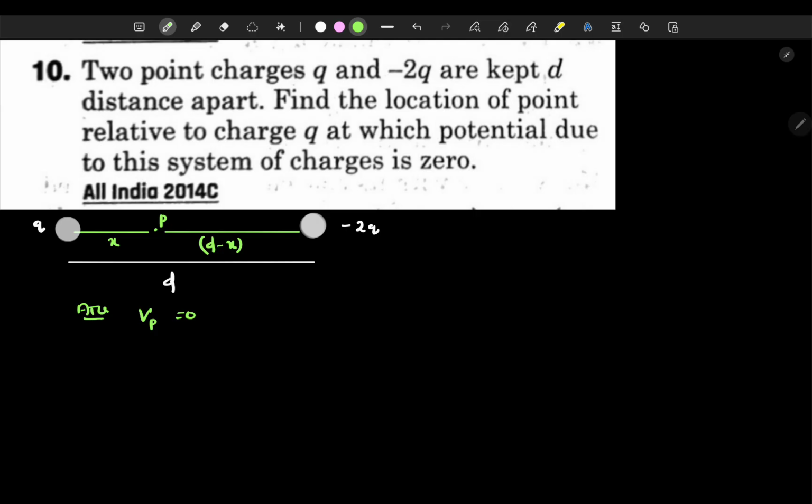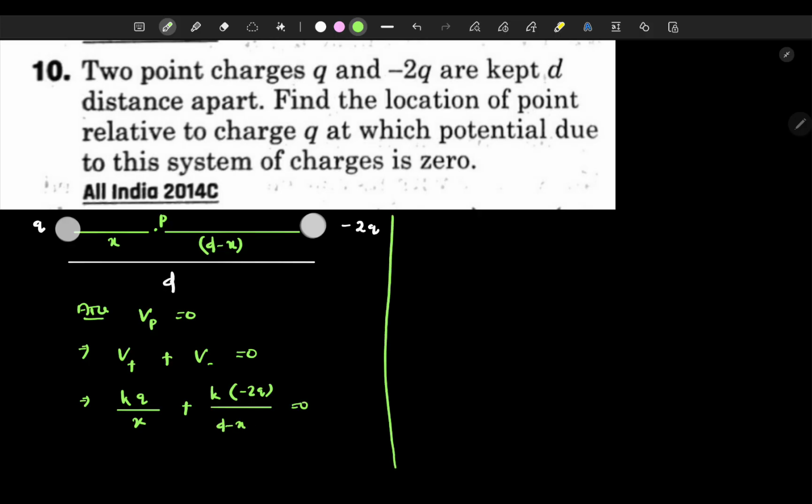potential at P is equal to 0. Potential is a scalar quantity, so the potential due to the plus q charge plus the potential due to the negative 2q charge is 0. V is k into source charge with sign divided by distance, plus k into minus 2q divided by the distance, which is d minus x, equals 0.